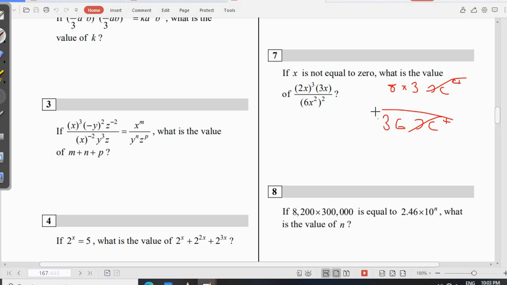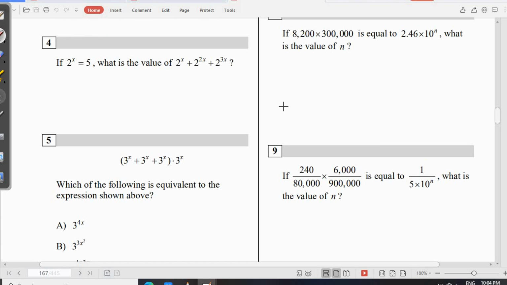We have 3 into 36, which is 12, and this is 3 here, and then this is 8, which is 4 into 8 is 2, 4 into 12 is 3. So our answer is 2/3.